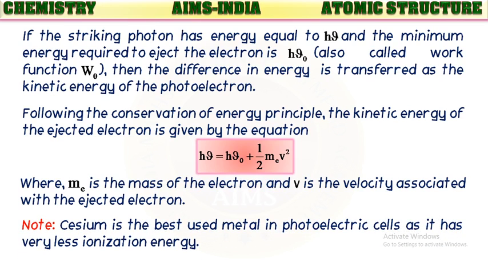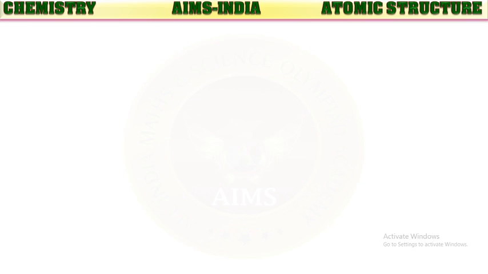Here we can note that cesium is the best metal in photoelectric cells as it has very low ionization energy. So as it has very low ionization energy, with less light or less energy only, we can eject the electrons from cesium very easily. That is why cesium is best used as the metal in photoelectric cells.